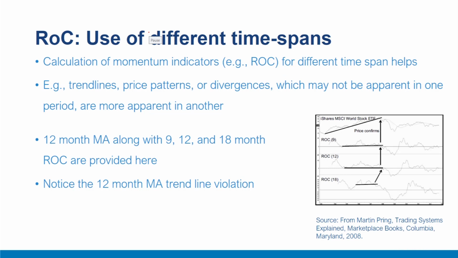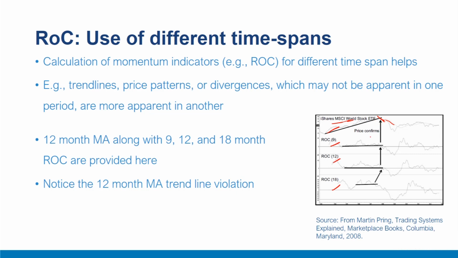Consider the example of an ETF price and its 12-month MA as shown here. The MA is smoother; the fluctuating one is the price. They are plotted with three different period ROCs, that is 9-month, 12-month and 18-month. Price and the 12-month MA are plotted together. Note that the price trend line is violated here.